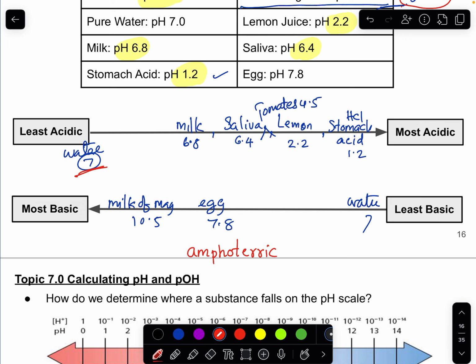Water is neutral, but it can act as both acid and base because it has H plus and OH minus ions. So we will use a word that is called amphoteric. Amphoteric is like amphibians. Amphibian? Yeah. They can live with both water and sand, right? Like that. Amphoteric means they can act as both acid and base. One good example is what? Water.